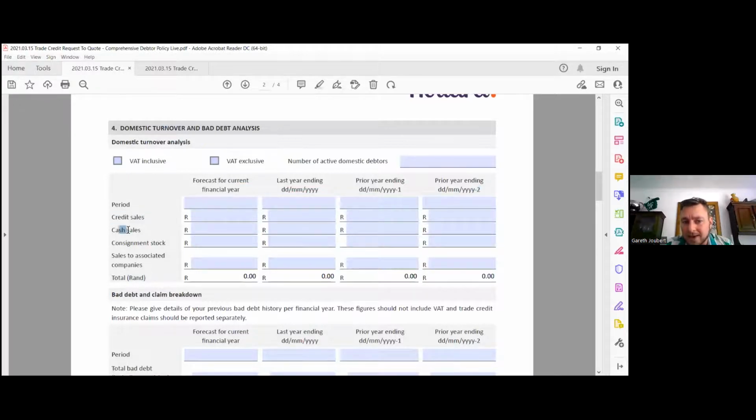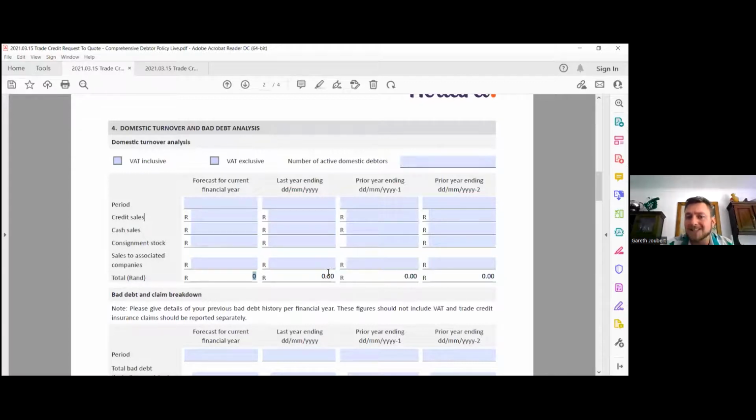Credit sales, cash sales. The reason why we need that split out is because cash sales are irrelevant to us. Consignment stock we don't insure. Okay, so those, and we can't insure cash sales because there's no credit transaction. So we need to know what these credit sales are. Even more importantly, we need to know that these are the credit sales only for these buyers that you've selected for cover. Okay, that's important.